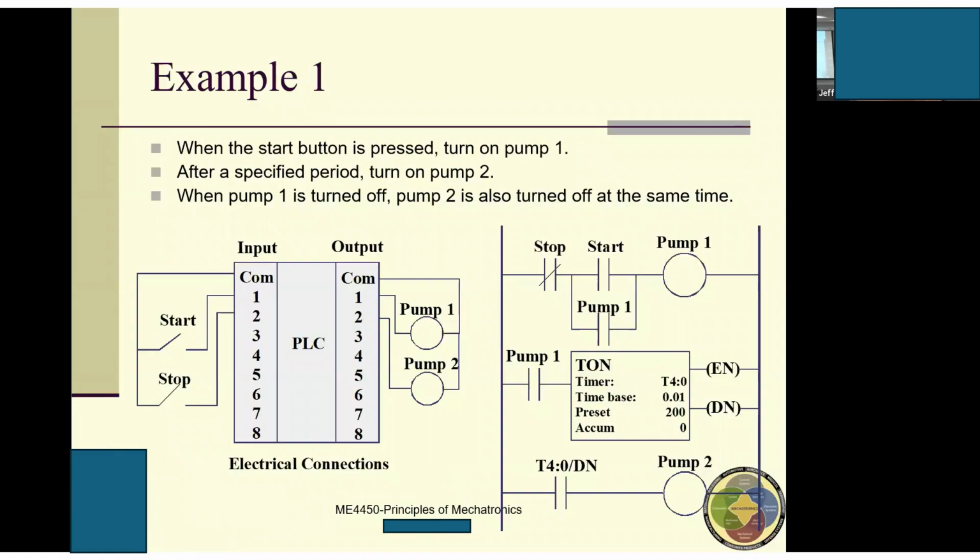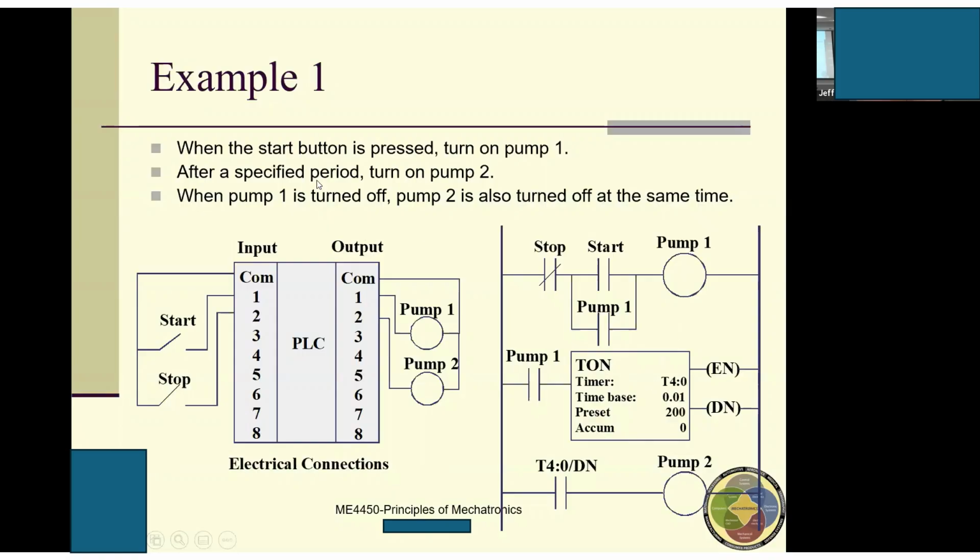Okay, I specify this is my timer T4:0, and you can have multiple timers. You can have T4:1, T4:2, and as many as you can. When you specify it, it is a timer space. The unit is second. Okay, and preset value 200, accumulated value is 0, and then I have EN, DN. So after some time, turn on pump 2. This one can be implemented using rung 2.